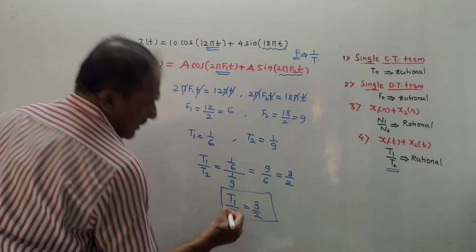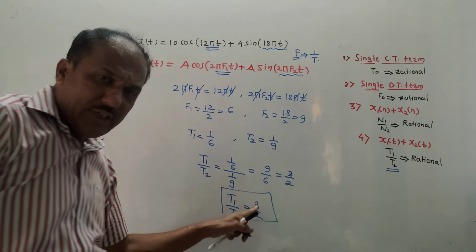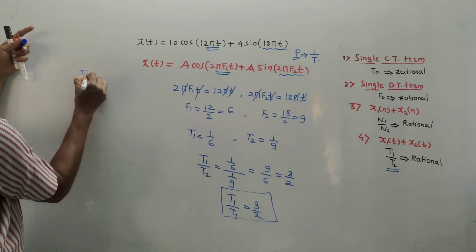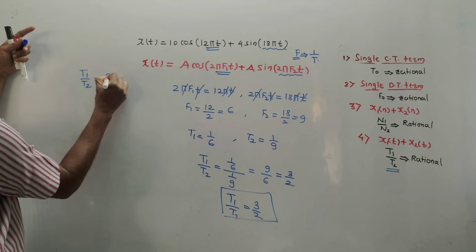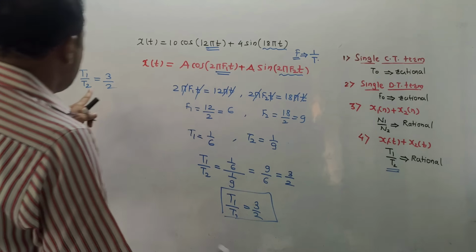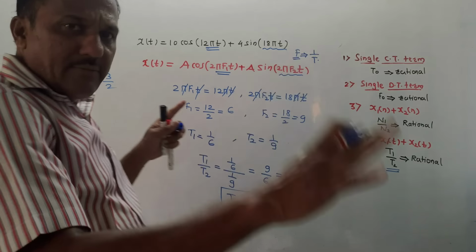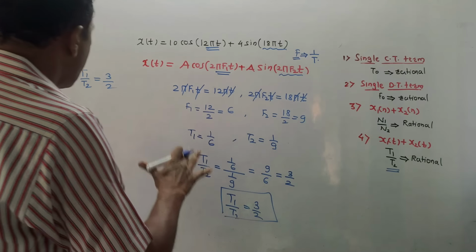Now check the rule. If T1 by T2 is a rational number... 3 by 2 is a rational number. What I got? T1 by T2 is equal to 3 by 2. 3 by 2 is a rational number, so the signal is periodic. You will have to write: the given signal is periodic because the T1 by T2 ratio is a rational number.